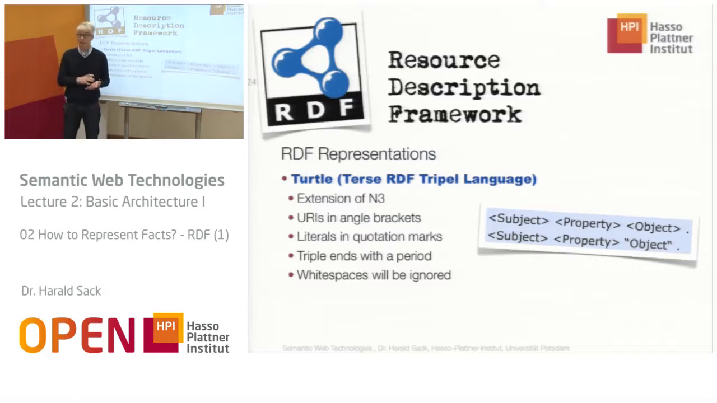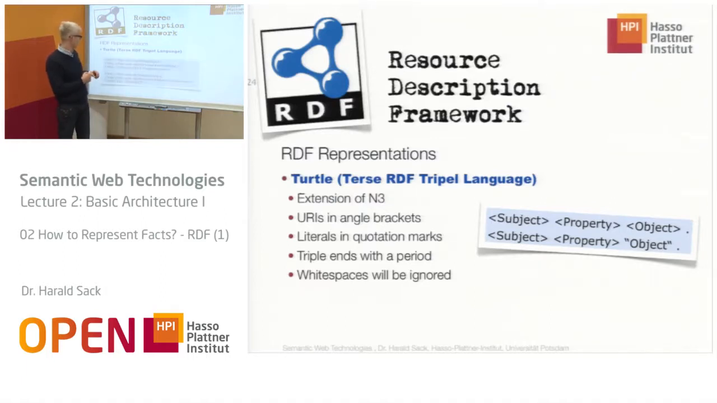For that case, one has a simplification of that N3 language. This is called the Turtle language. It's the terse RDF triple language. This is an extension of N3, and it uses URIs in angle brackets that you see here. Then literals are given, as you see here, in quotation marks, and every triple ends with a period. White spaces within the triple will be ignored. So you see here, simple subject property object triple with a resource as object, and in the second line you see the same triple with a literal as the object.